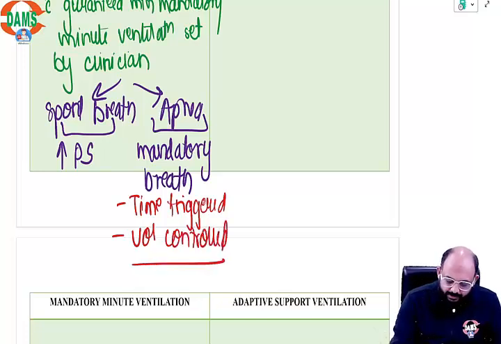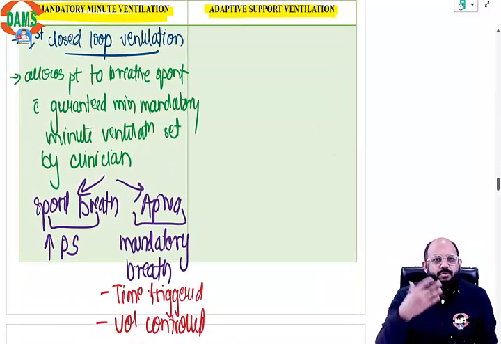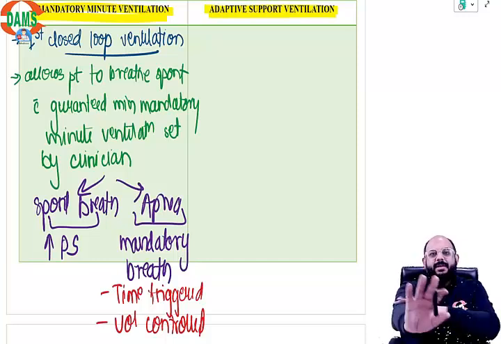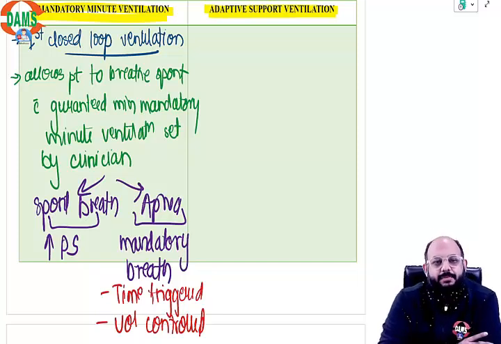Now when we say time triggered volume control, things must be very easy in your brain because you know how these things work, right? Time triggered volume control. So it basically assures that the patient receives a minimum mandatory ventilation, that is the minimum minute ventilation that you have set.